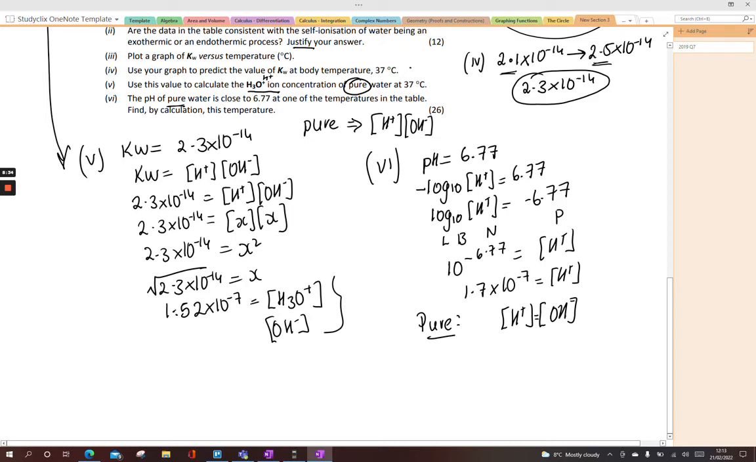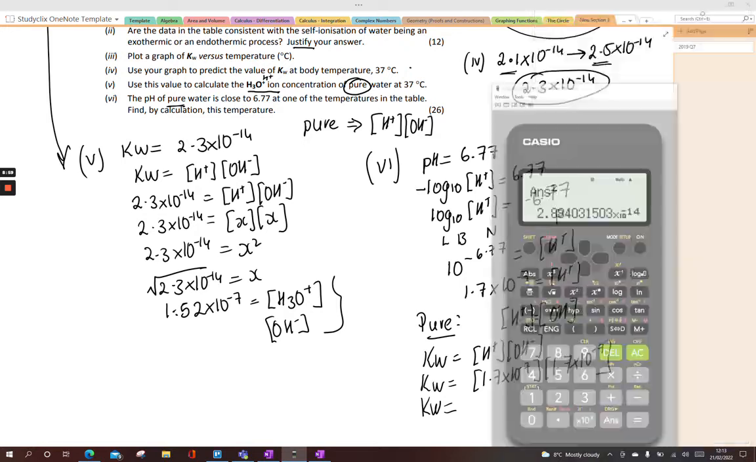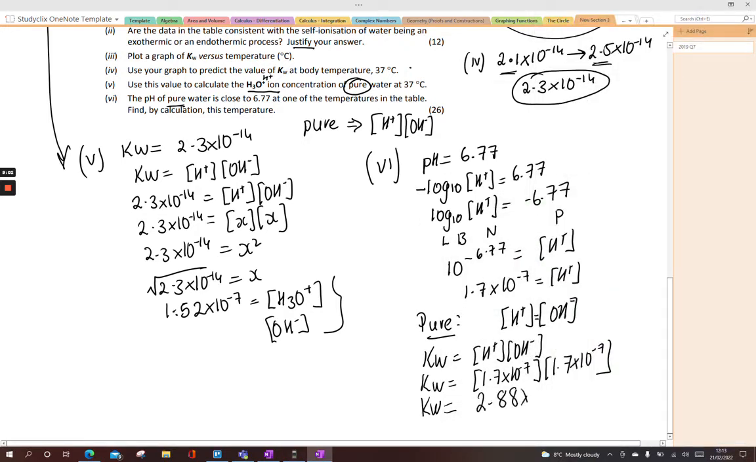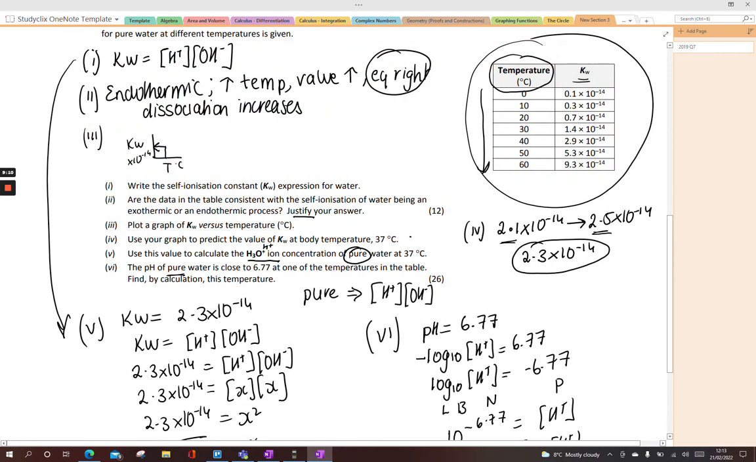So we need to get our Kw because they've asked me for temperature there. So Kw is the product of the molar concentrations of those two. So Kw is equal to 1.7 by 10 to the minus 7 squared. So we throw that in our calculator. I'm just going to say answer squared. I get 2.88 by 10 to the minus 14. That is my Kw value.